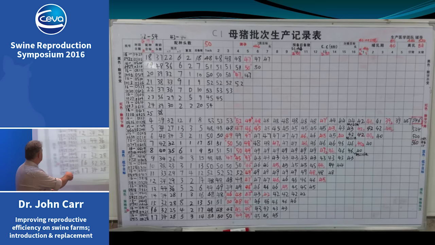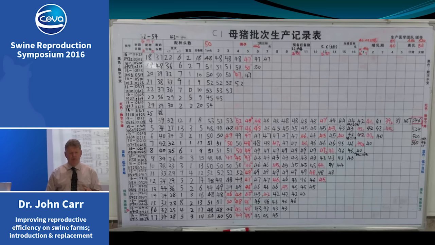This number here is the number of sows that are currently present on the farm. Total sows. So I can very rapidly do total sow inventory based on these boards. They're very difficult to lie. And I would encourage you as veterinarians to seriously think about adopting something like this so that you actually know what your clients are doing.